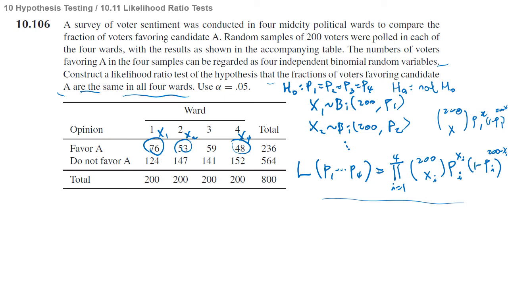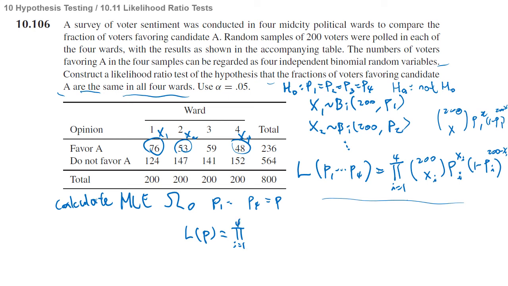The next thing is to calculate the MLE for the theta zero space, and in this space P1 to P4 are all equivalent to P. So L(P) is the product over i equals 1 to 4 of 200 choose xi, p to the xi, 1 minus p to the 200 minus xi, and so let's take the log of this thing.